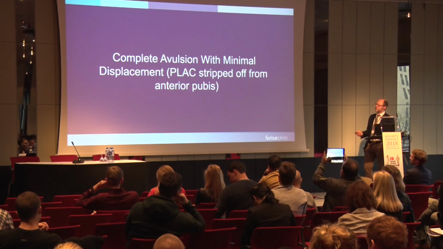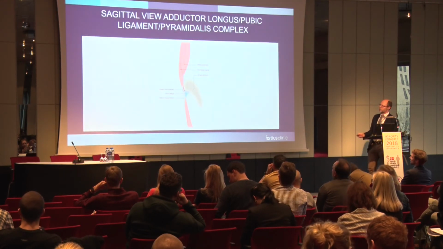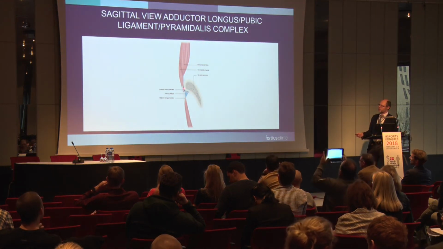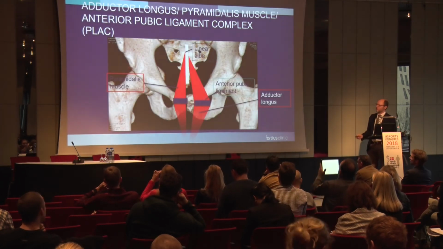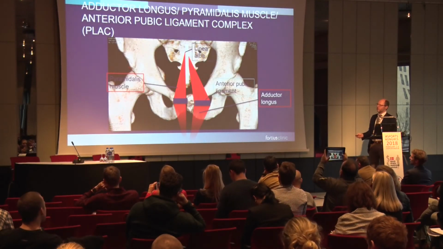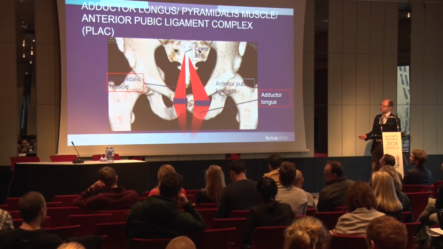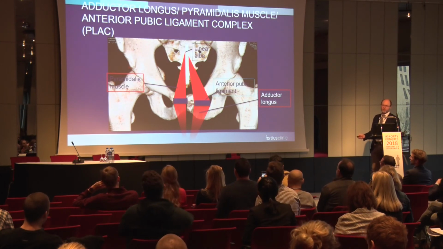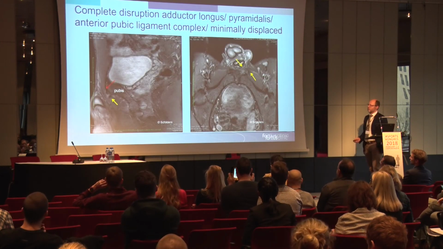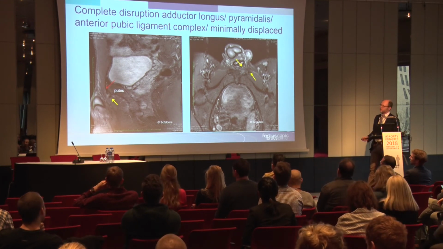And the next type is the complete avulsion with minimal displacement. So the plaque is stripped off from the anterior pubis. So this is what's happening. The fiber cartilage is stripped off, and so is the anterior pubic ligament. And as I explained, if the anterior pubic ligament medial to the plaque is disrupted, then the whole complex can move laterally. And this is a player from the Bundesliga who lost the whole season with his injury.